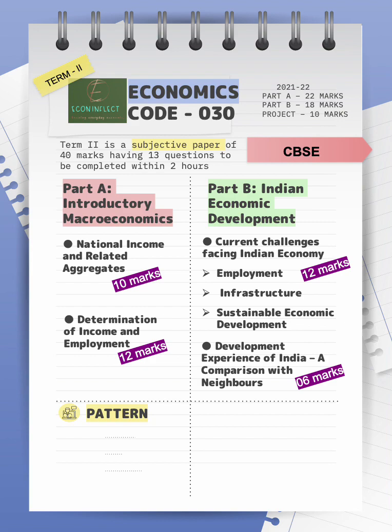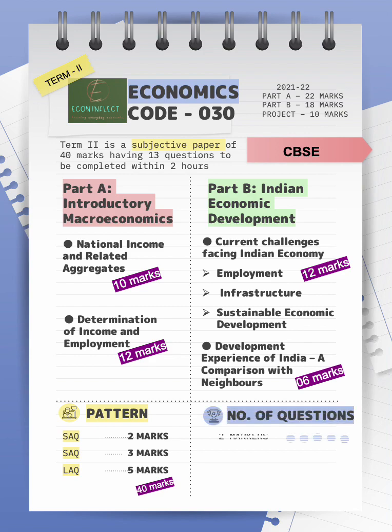If we talk about the pattern, earlier we used to have 1 markers, 3 markers, 4 markers and 6 markers questions. But this time all this has changed. Now we have 3 kinds of questions: short answer questions of 2 marks, another short answer questions of 3 marks, and long answer questions of 5 marks. Next, if we talk about the number of questions, there will be 5 questions of 2 markers, 5 questions of 3 markers, and 3 questions of 5 markers. So, in total, 13 questions.